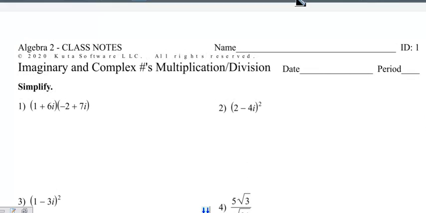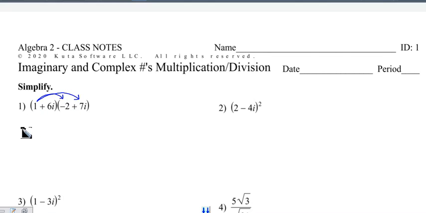We need to multiply these binomials that include imaginary numbers. We're going to use a process called FOIL, which is basically just a double distribution. In order to do this multiplication, we're only going to look at one number in the first parentheses, and we're going to distribute that number to all the terms in the parentheses behind it. So I'm going to focus on 1.